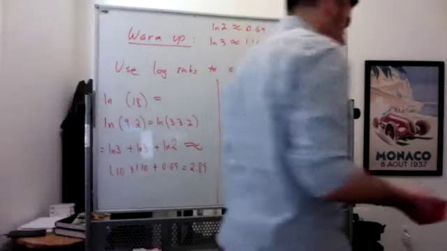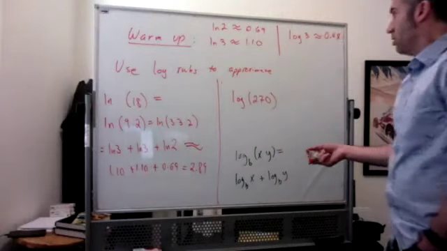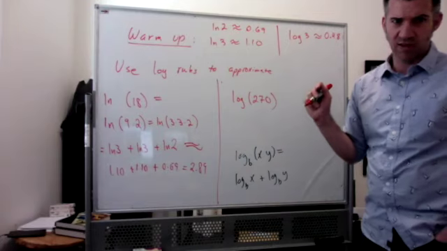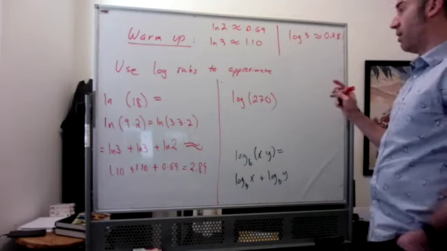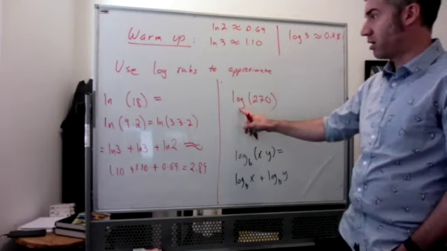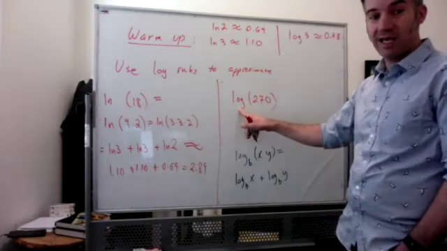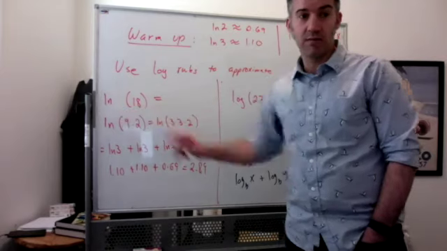And then for this one, we're only given log of 3 equals 0.48. So there's clearly something tricky going on. By the way, I also want to point out, log and natural log are two different things. This is log base 10. This is log base e.